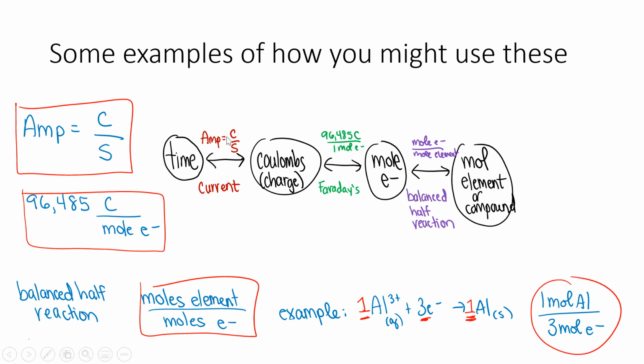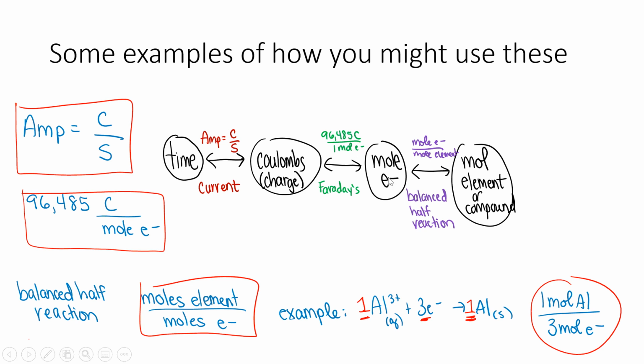The reason why I'm pointing this out is I want to point out that every time you have a ratio, you can think of that as information that can be used to convert from one unit to another unit. Like if we know the amount of time that has passed and we know the amps, we could figure out coulombs. An amp is a way to convert between coulombs and time, essentially. And then if we know coulombs, we could figure out moles of electrons because Faraday's constant tells us the relationship between coulombs and moles of electrons.